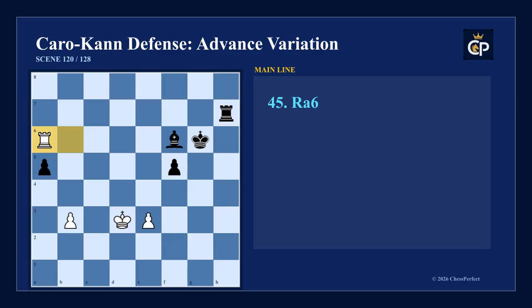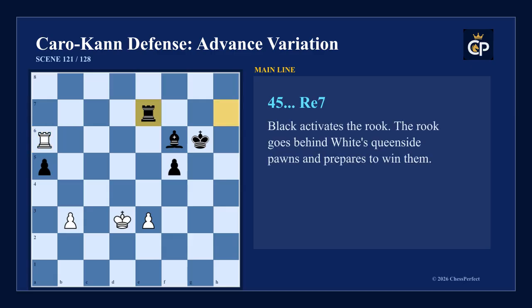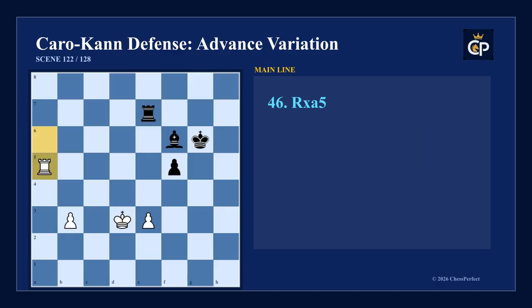Rook a6. Rook e7. Black activates the rook. The rook goes behind White's queenside pawns and prepares to win them. Rook takes a5.